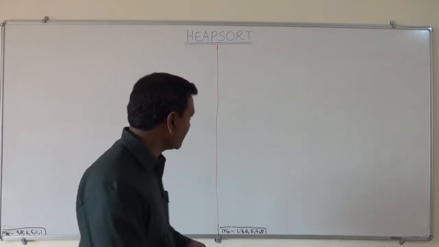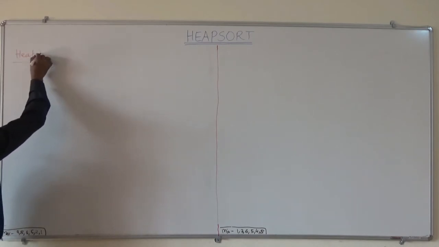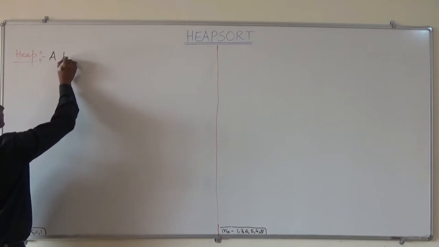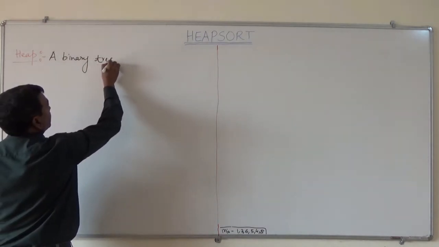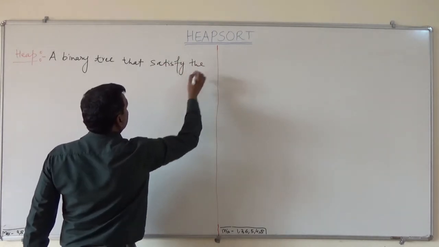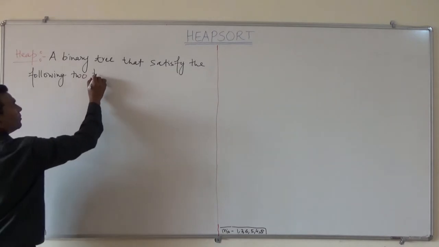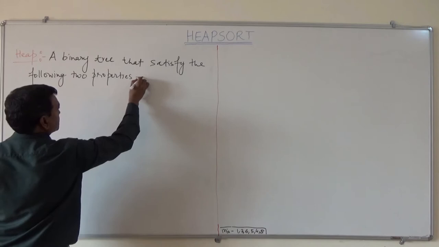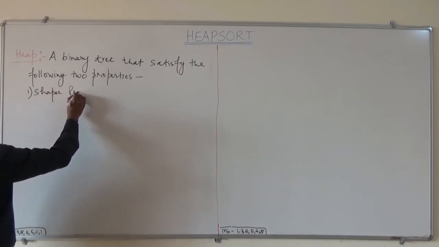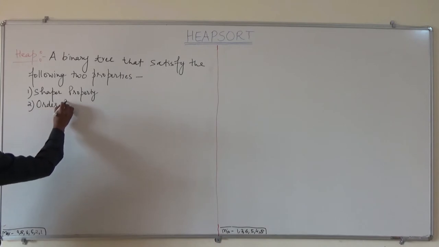So let us see. First of all, we will see what is a heap. A heap is a binary tree that satisfies the following two properties. First property is shape property, and second is order property.